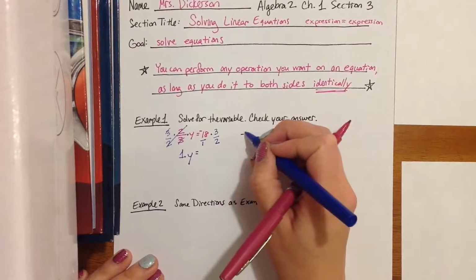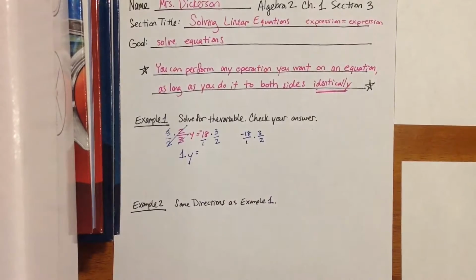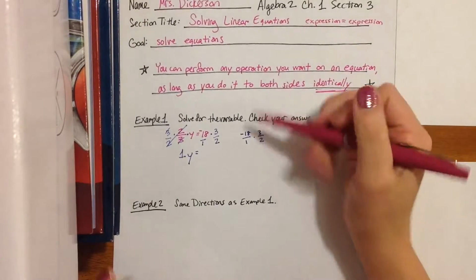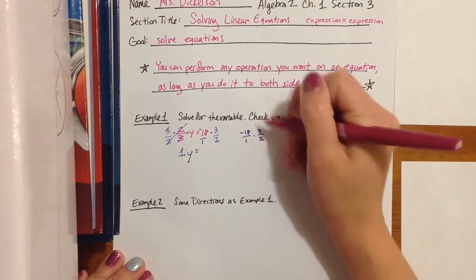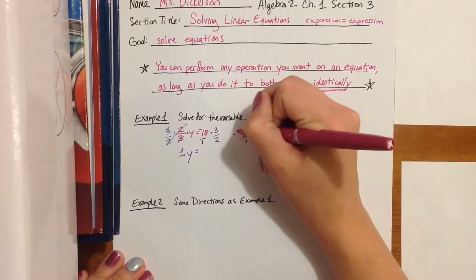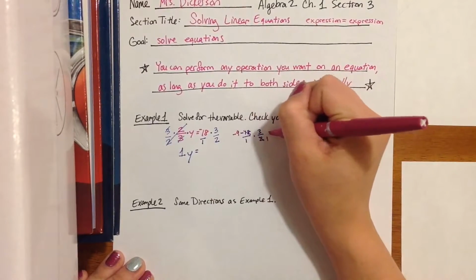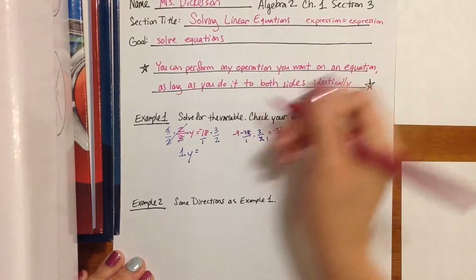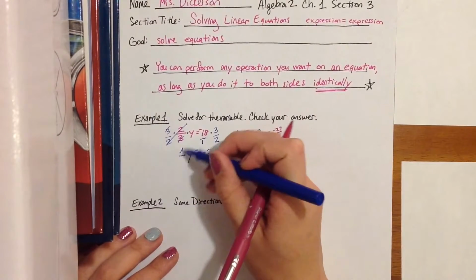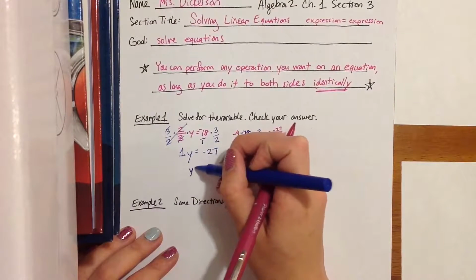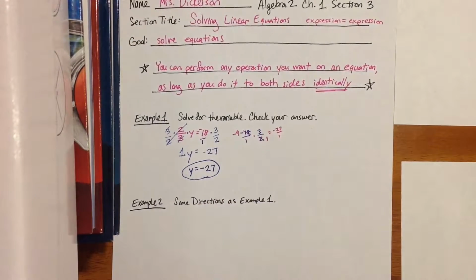I'm going to do some side work over here for a second. I see that this 18 and the 2 can cross cancel a little bit. If I divide them both by the factor of 2, I'm left with negative 9 and 1, which leaves me with negative 27 over 1, which is just negative 27. So I know that 1y is actually just y, so I have my final answer of y equaling negative 27.